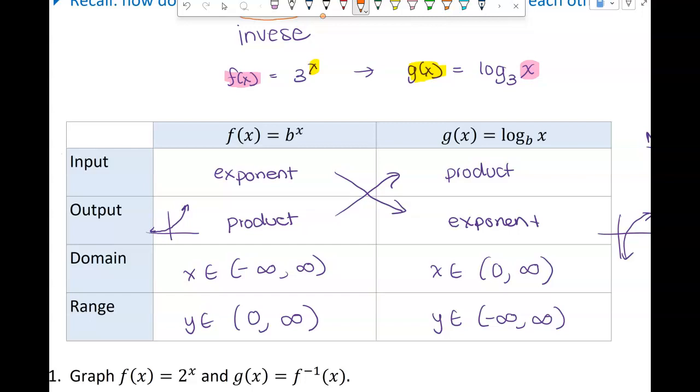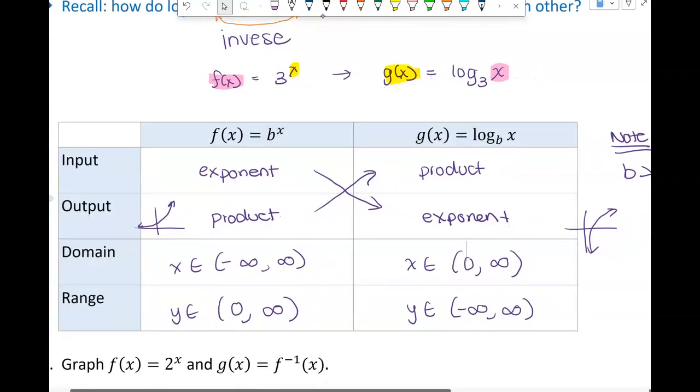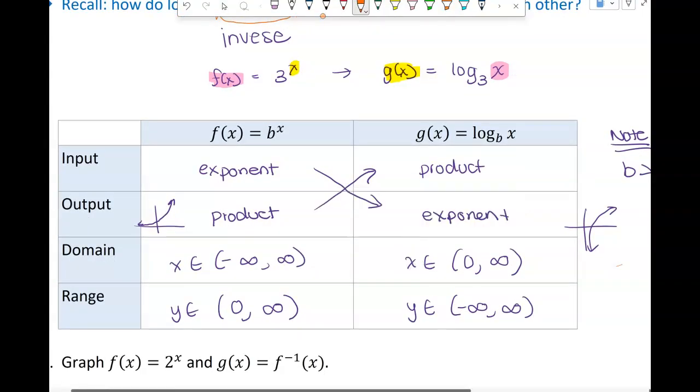When we do the logarithmic function, we're doing the inverse of it. So the input now is the product, so we know what the final answer is. And what we're looking for is the exponent, and that's our output. A quick sketch of that looks something like this. Therefore, our domain is now from 0 to infinity, and our range is from negative infinity to infinity. So again, we see that switching between our input and output changes our domain and range.